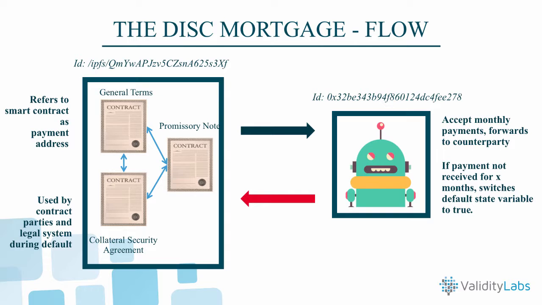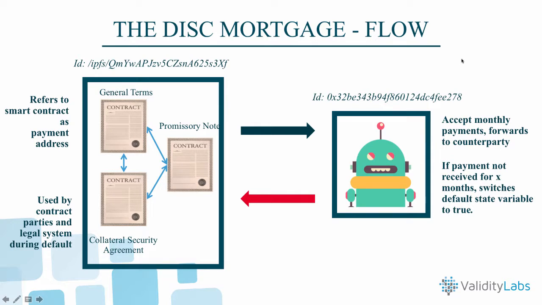Later, we shall present physical copies of the combination of these three documents so you can review how they connect with each other. DISC mortgages improve upon the current state by adding a fourth smart contract component that takes over some of the role of the promissory note and enables additional functionality leading to financial automation. The smart contract lives on a blockchain and has a defined address, indicated by the ID on top of the right-hand side of this diagram.